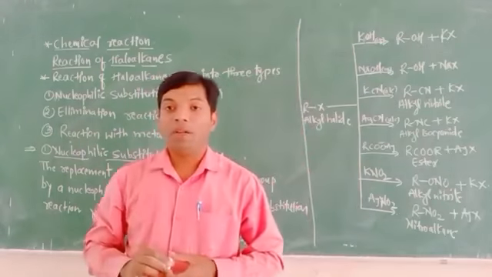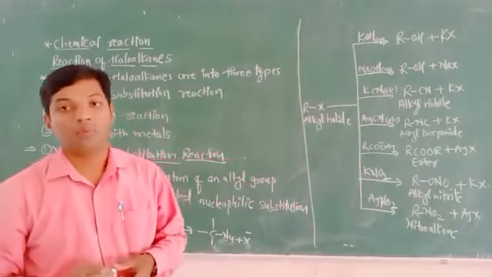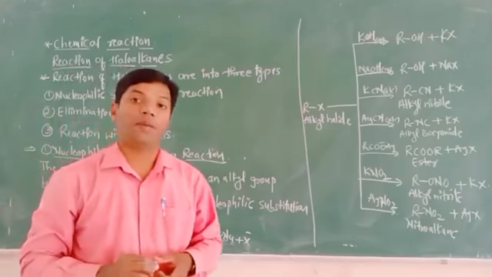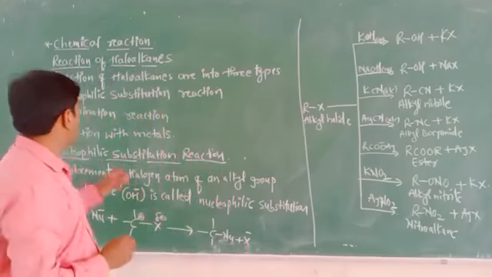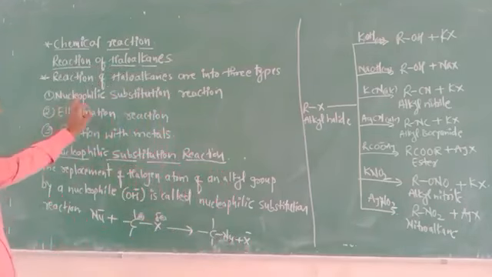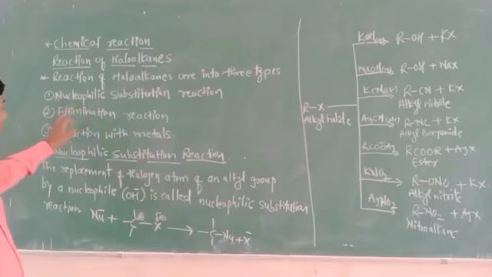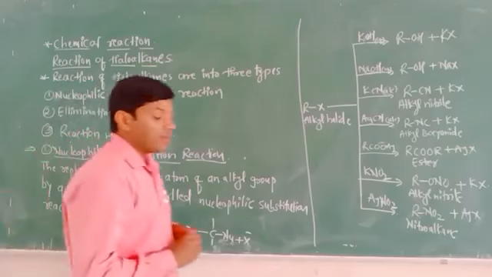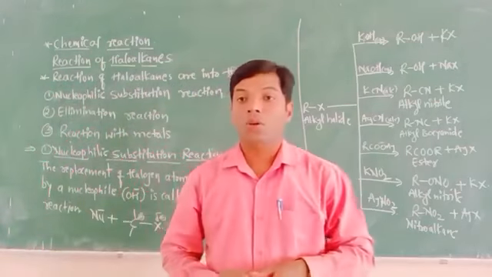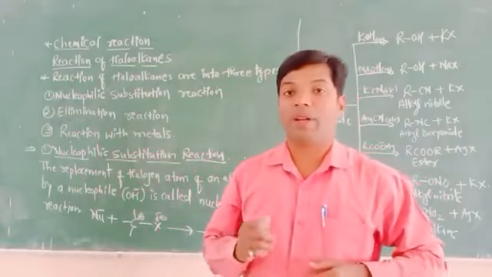The chemical reactions of haloalkanes are mainly of three types. One is the nucleophilic substitution reaction, the second one is the elimination reaction, and the third one is the reaction with metals. In today's class we are going to discuss the nucleophilic substitution reaction.